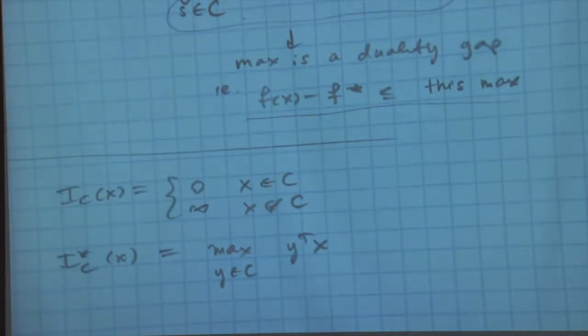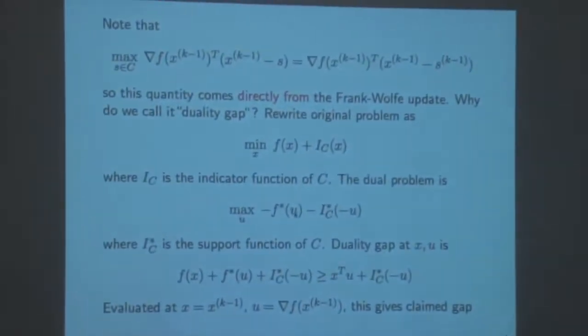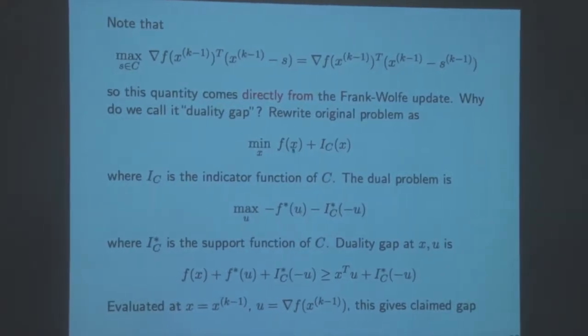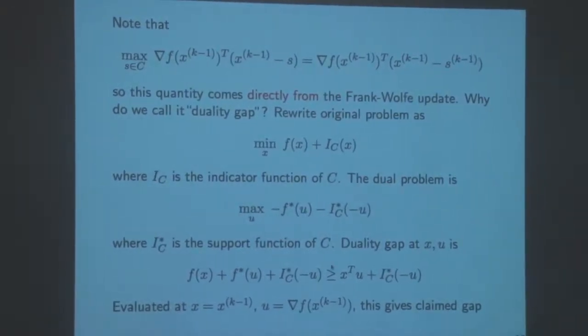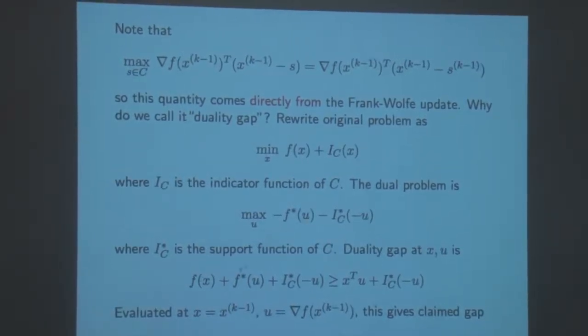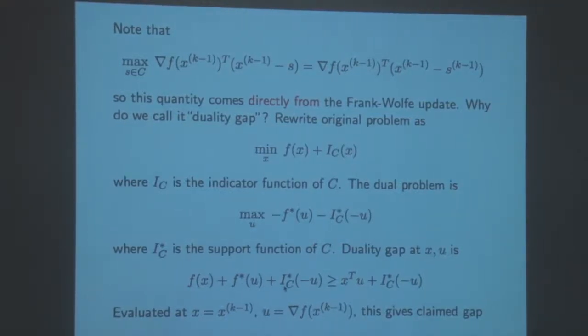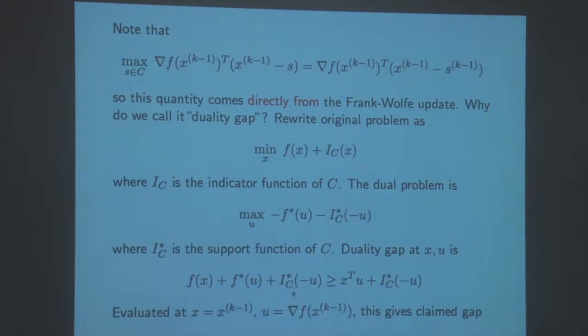So now I can write down the duality gap, literally, between these two problems at the point x and at a point u. I'm not telling you which dual point to use yet. So I'm subtracting this criterion from this one. That is literally the duality gap. If I had a primal point x and a dual point u, that would be f of x plus f star of u plus the support function of minus u.